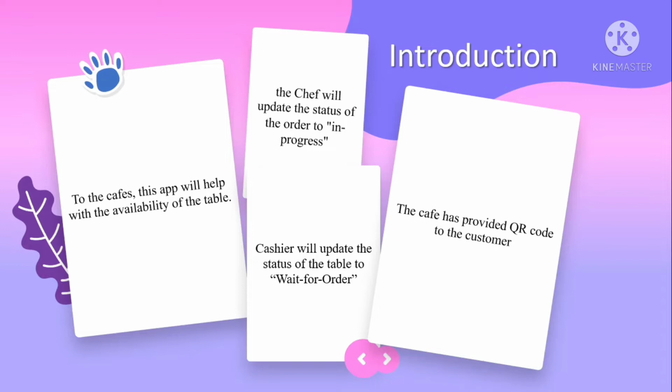And for the chef, he will update the status of the order to in progress, or that it is already ready to serve. For this idea, the cafe must have the app, whose availability can tell the customer about the status of their order, so it will guarantee the convenience and the fastness of the service of this cafe.